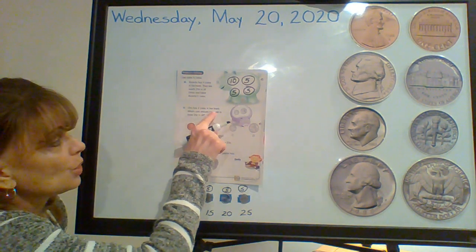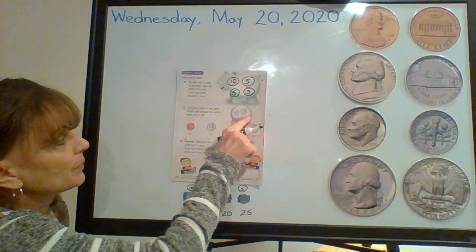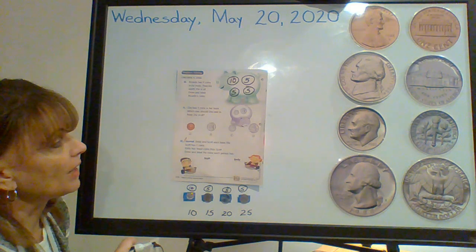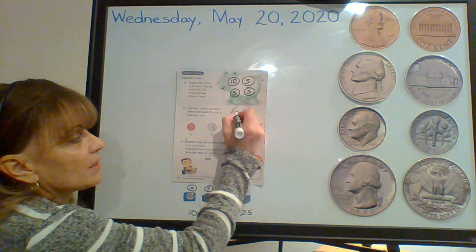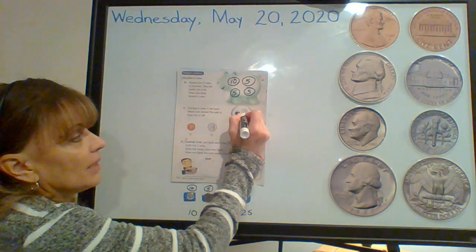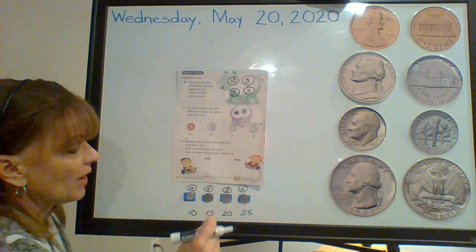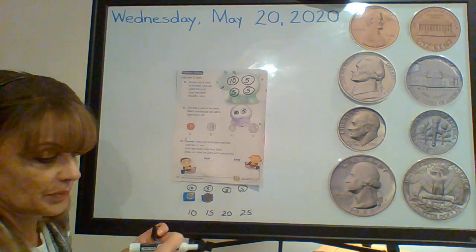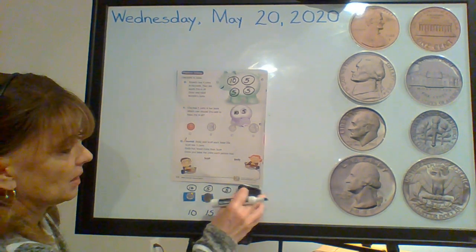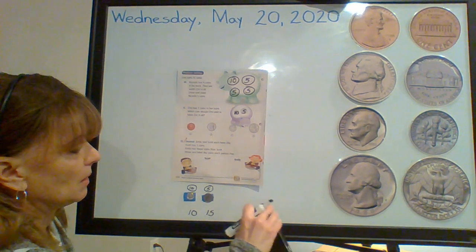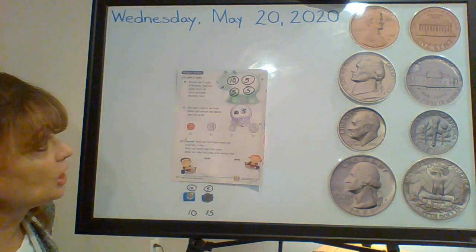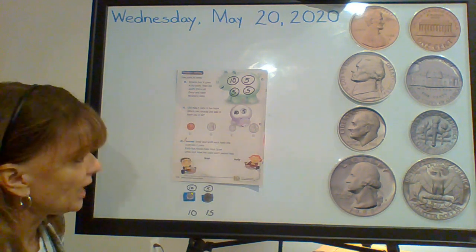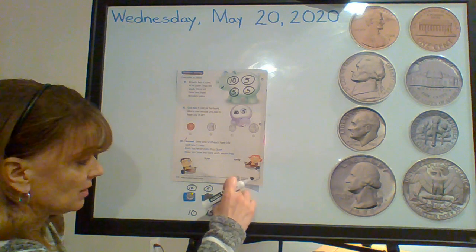Cho has 2 coins in her bank. Which coin should Cho add to have 25 cents in all? Well, this is a dime. It's worth 10. That's a nickel. It's worth 5, right? Okay, so that's what she has right there. Which of these coins should she add to make 25 cents?